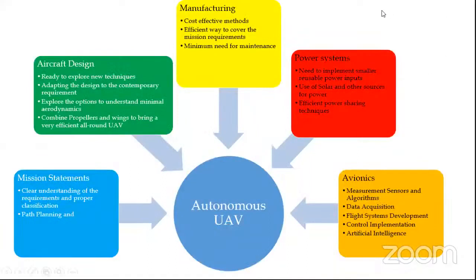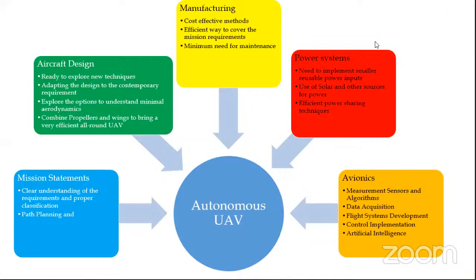This is a holistic approach for an autonomous UAV. Understand the mission statement. Make sure that platform path planning is defined, and then the aircraft design, or multiple designs, depending upon what is required. Before you start manufacturing, you should put forward every idea and do all the calculations, to ensure that the one you are fabricating is not a bad design by any means. You have to combine the propellers and wings. You have to explore most of the options on paper before you actually start fabricating.